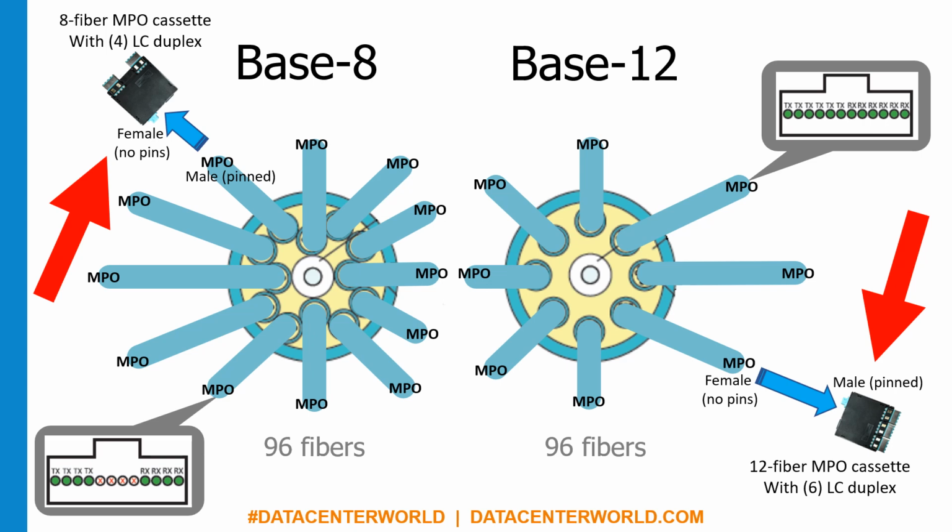Quickly looking back at the differences in trunk construction between a base 8 and a base 12 trunk, we can see that the MPO legs on a base 8 trunk are in fact pinned, which allows them to properly mate up with a female connection in the cassettes. This is not the case with base 12, where the MPO connections are in fact unpinned, which allows them to properly mate into a pinned or male connection in its cassettes. Because of these differences, trunks from base 8 cannot plug into cassettes that are base 12, and vice versa.